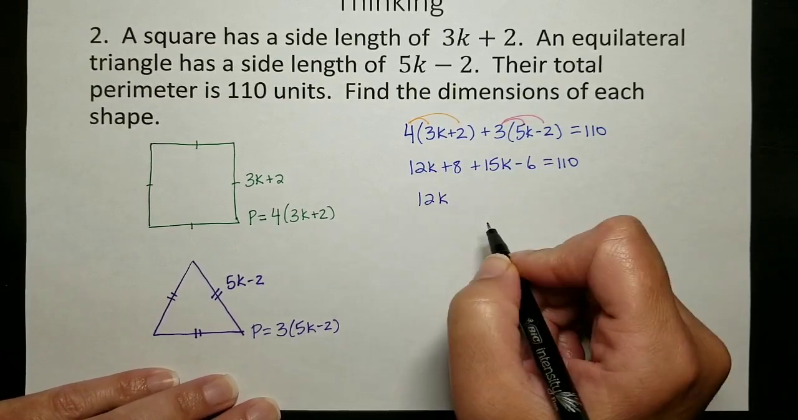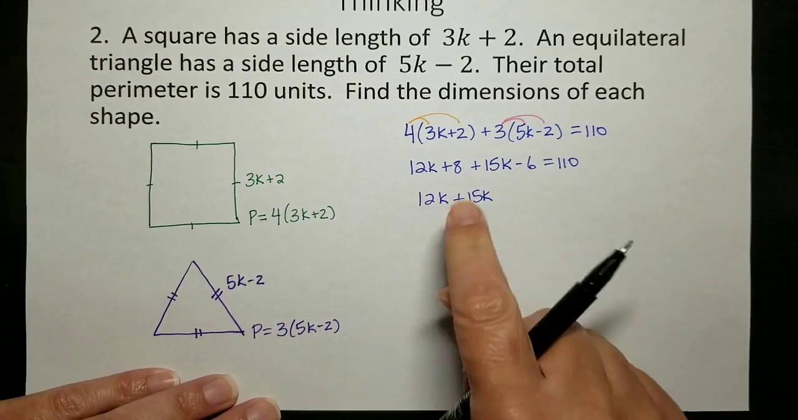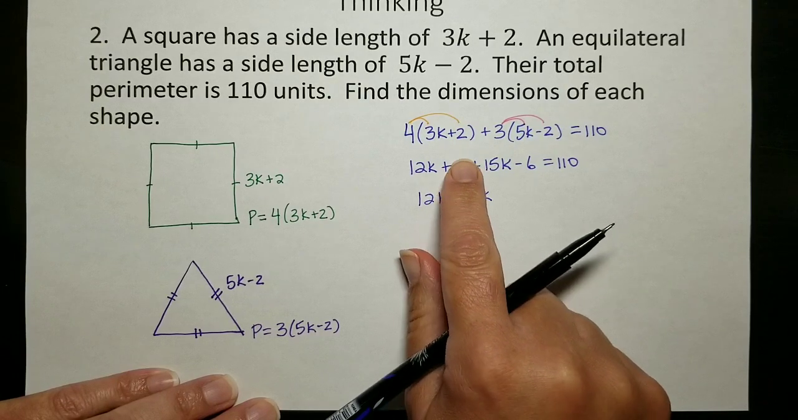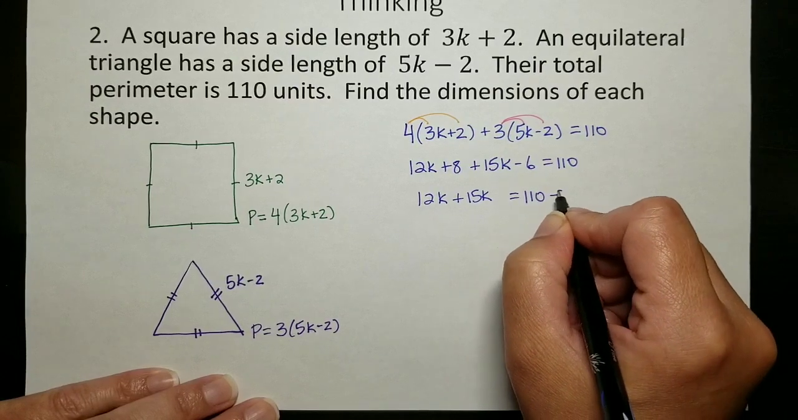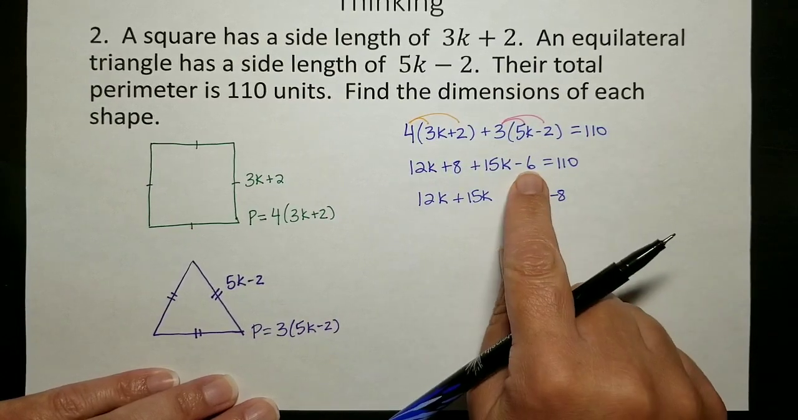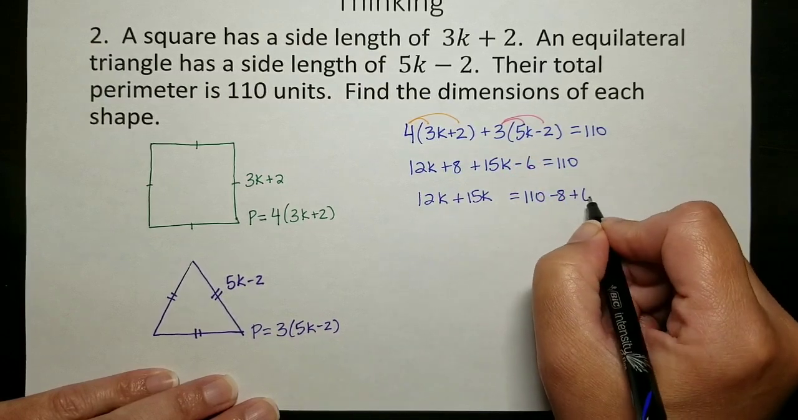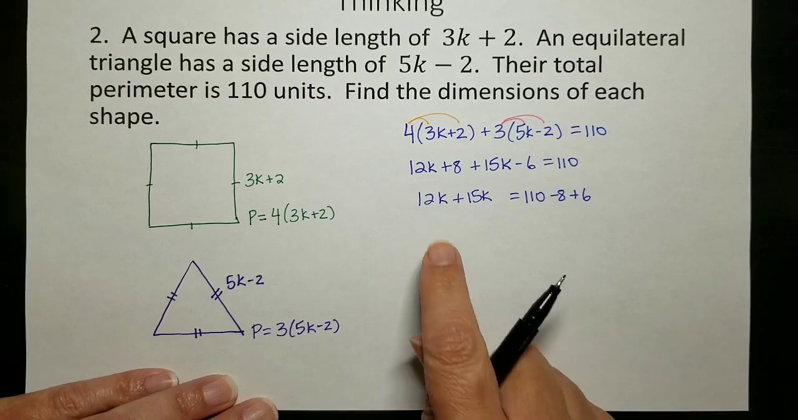So here, variables stay on the left. 12k plus 15k, that's all staying. I have a plus 8. I need to undo that with a minus 8. It would zero pair there. So over here, I'm going to have a minus 8. Here I have a minus 6. I would have to undo that with plus 6. That would be a zero pair, so I'm going to have a plus 6 on the other side. So you can see the difference here in those two solutions.